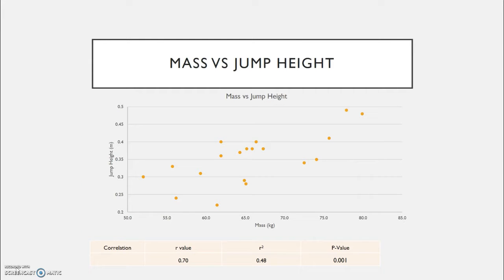This correlation graph shows the correlation between mass and jump height, and the results from the group and the table underneath shows that there was a significance due to the fact that it was below 0.05. Therefore, for this group of people, the people that were heavier jumped higher, maybe due to the fact that they had more muscles to generate a larger momentum.